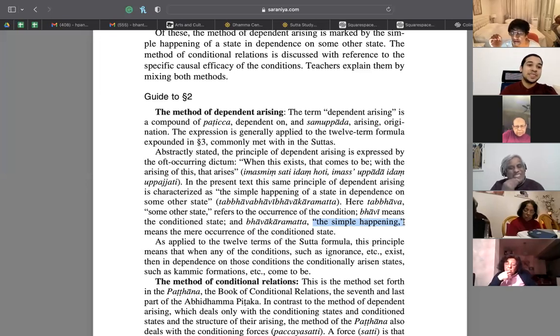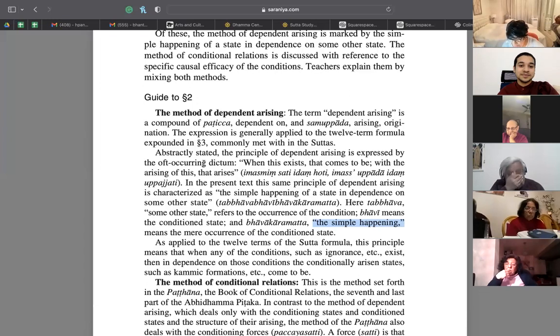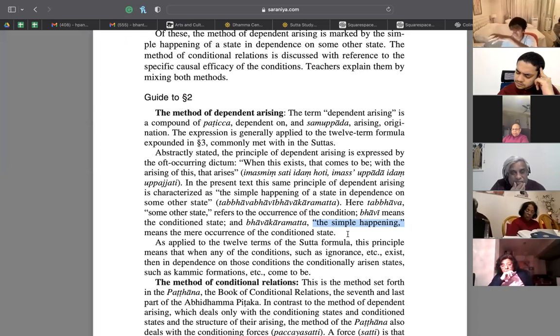Yes, Dil. Bhante, two things. At the very beginning, there are two things: one is the method of dependent arising, and the other is the method of conditional relation of the Patthana. So when you started this paragraph, you said because of this, then this happens. The second part is that this thing is conditioned because of the first thing. But they have used two different words here: the simple happening of a state is dependent on some other state. That is the conditioned state, the second one.